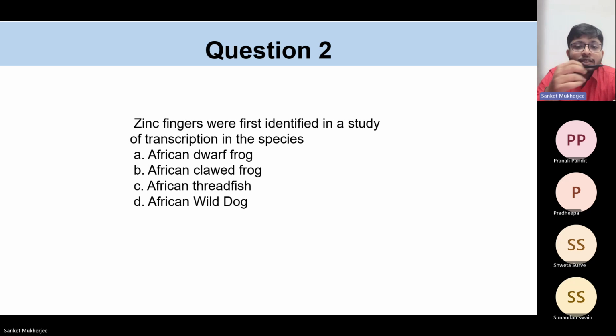Then we will talk about zinc fingers, which were first identified in a study of transcription in which species: African dwarf frog, African clawed frog, African threadfish, or African wild dog? B. African clawed frog. Can anybody tell me what is the exact name of this species? Xenopus laevis. You are absolutely right.